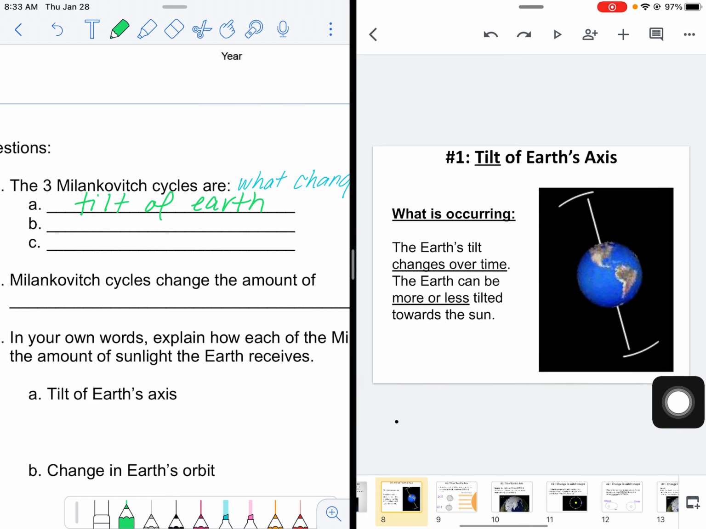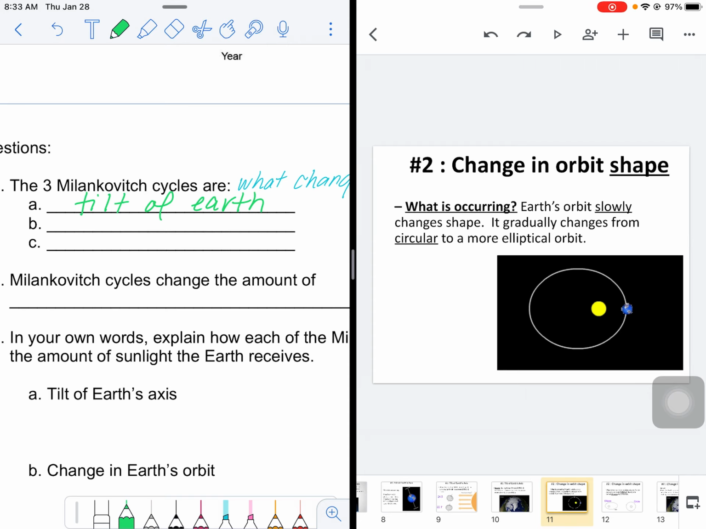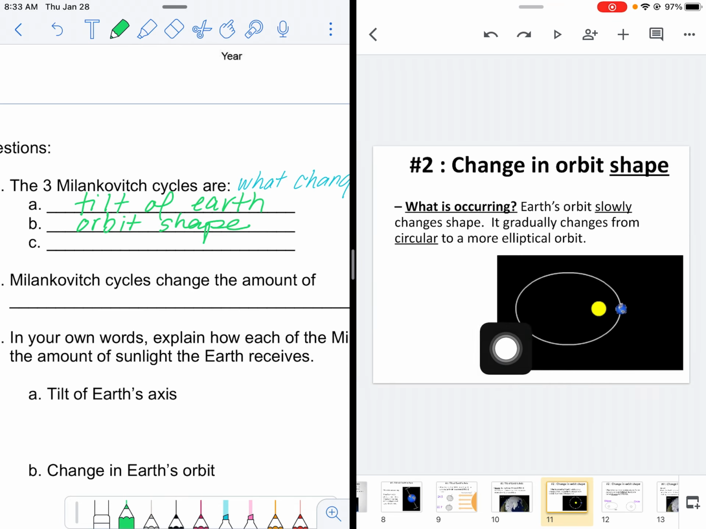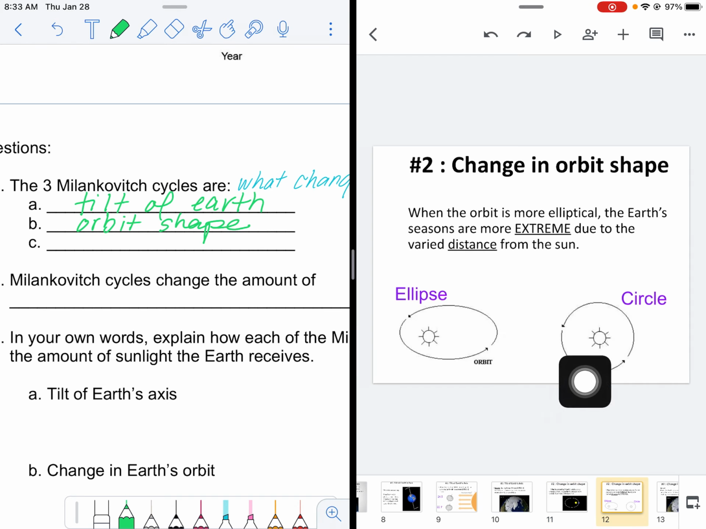The next one we heard about was change in orbit shape. So we saw it fluctuate between this oval or ellipse and more circular. And we saw that when it was more circular, that was a more consistent type of season. And so we didn't see as much change in the ice as we do with the ellipse, right? When we get times where we're closer towards the sun, that gives us more heat, more solar energy, more melting.